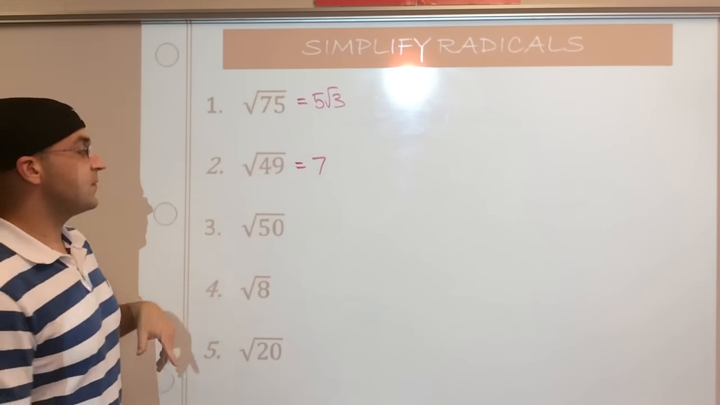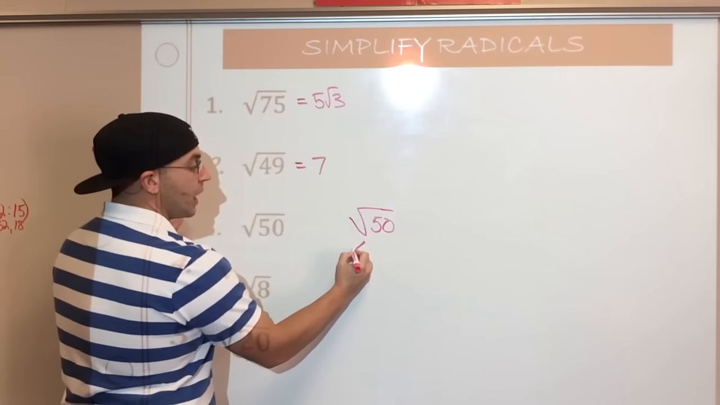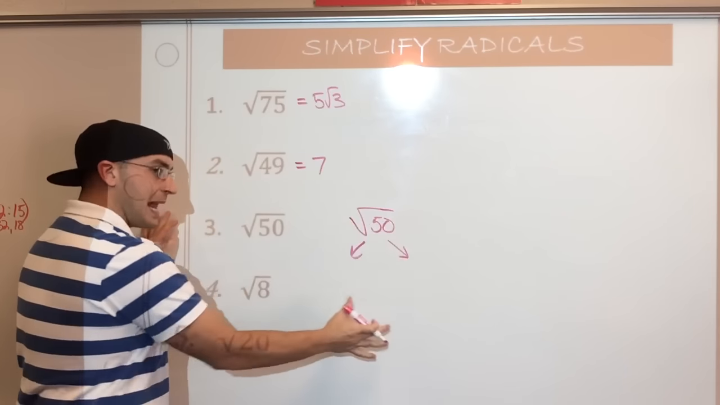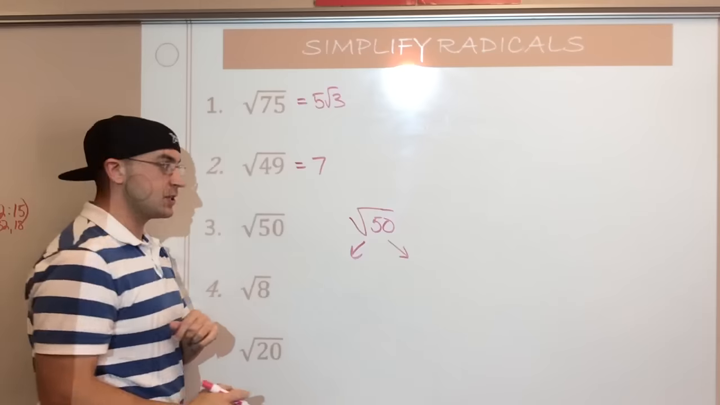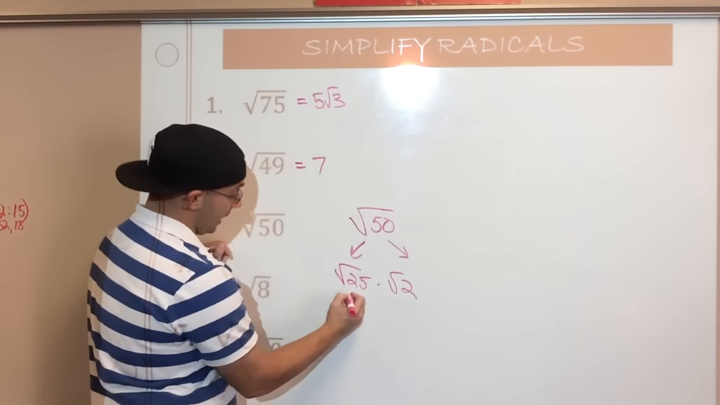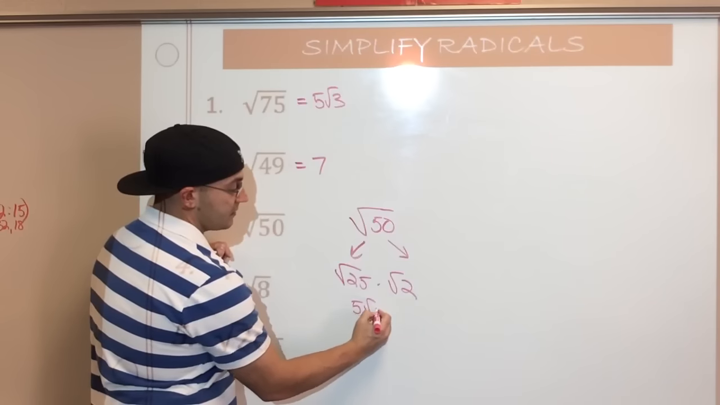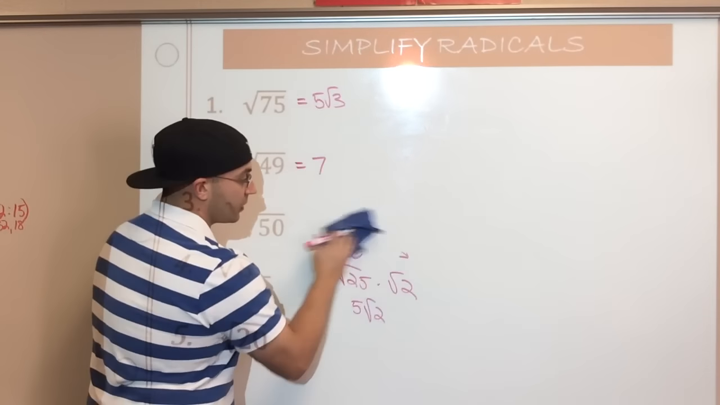Nope. Square root of 50. Bam. I'm writing it again. I don't know why. Probably because I'm a little crazy. I'm looking for perfect squares to pull out for factors. Well, 50 is kind of like 75. 25 goes into it. 25 times square root of 2. I know what that is. It's 5. So the answer is 5 root 2. Done. Okay?